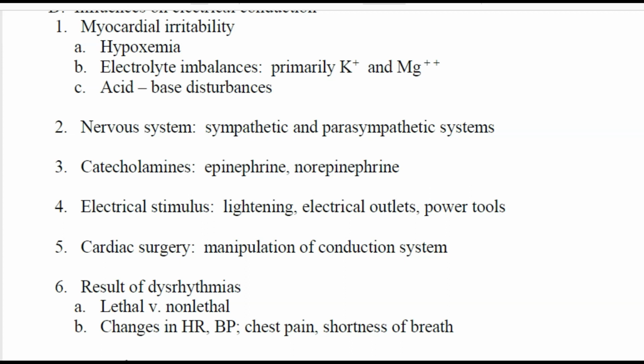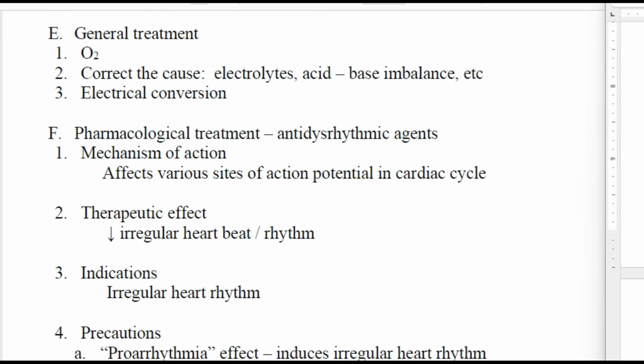A lot of times, this can be the result of dysrhythmias. It can be lethal, though sometimes there are dysrhythmias that are non-lethal. Dysrhythmias can also cause some change in heart rate and blood pressure. It can cause some chest pain, and some patients will also complain of shortness of breath. General treatments for dysrhythmias include oxygen supplementation, and it is also very important to correct the cause.